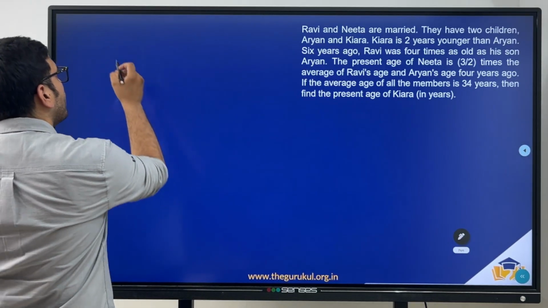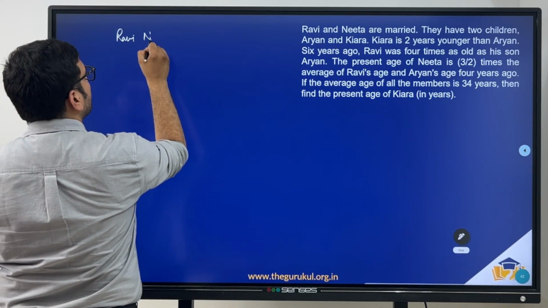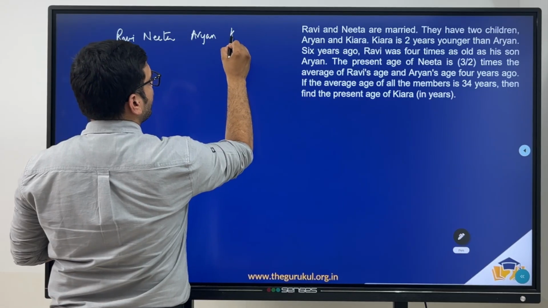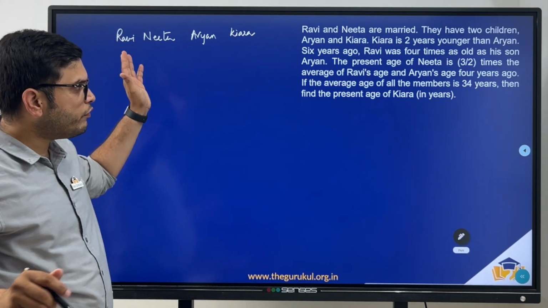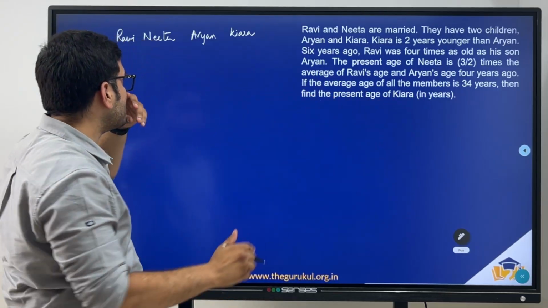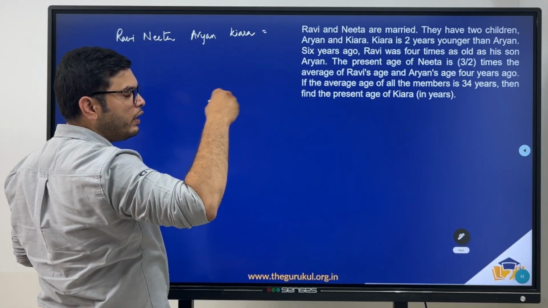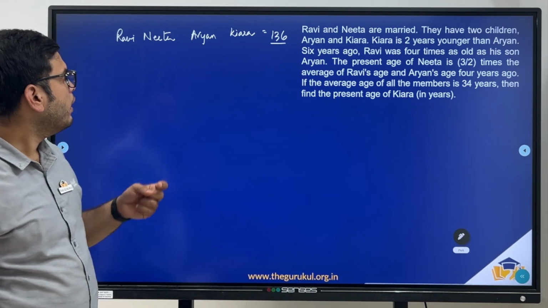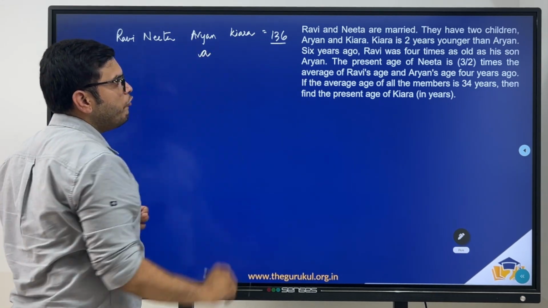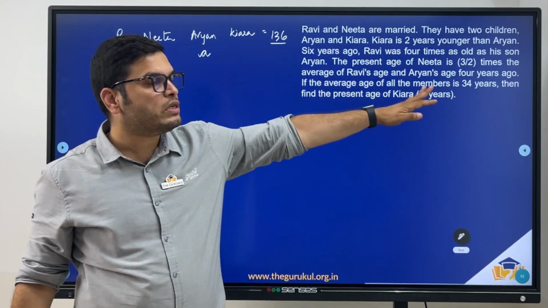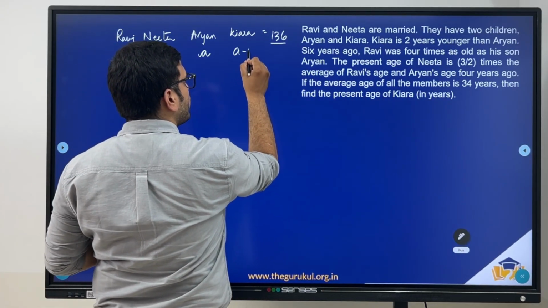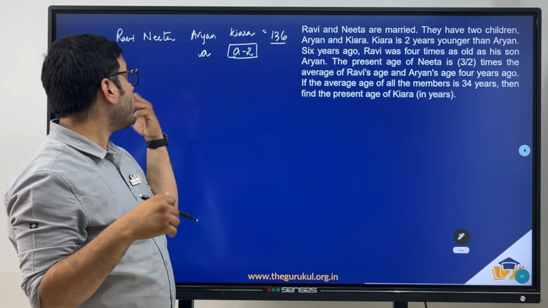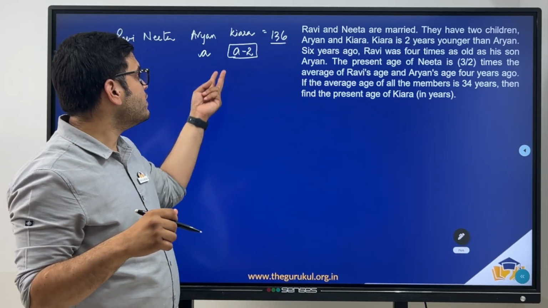So we have 4 members, Ravi, Neeta, and we have Aryan, and we have Kiara. The average age of these 4 members is given to be 34 years. So the sum of their ages should be 34 into 4, 136 years. Now let Aryan's age be A. If Aryan's age is A, Kiara is 2 years younger than Aryan, so Kiara's age should be A minus 2. Now we have to find Kiara's age, so we are not asked to find the value of A. You should be answering A minus 2.